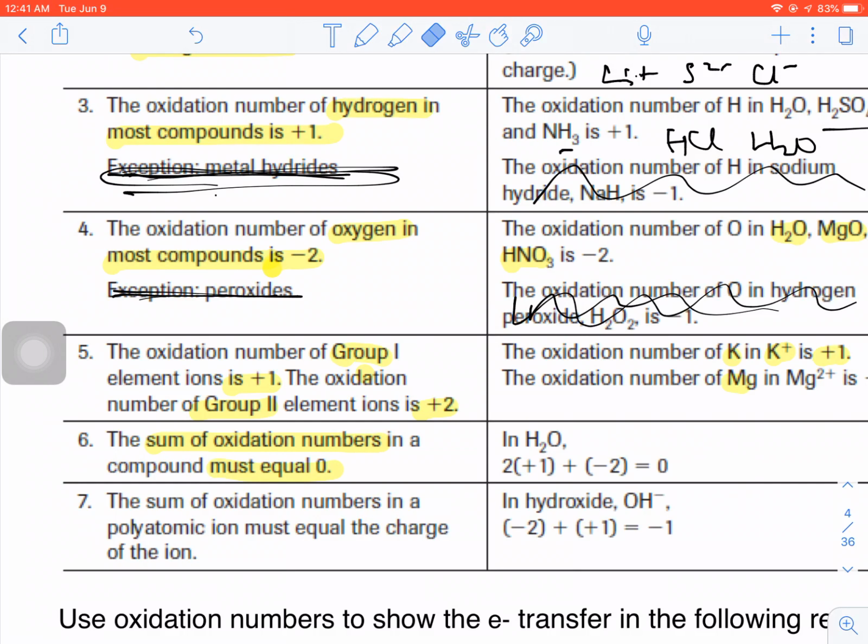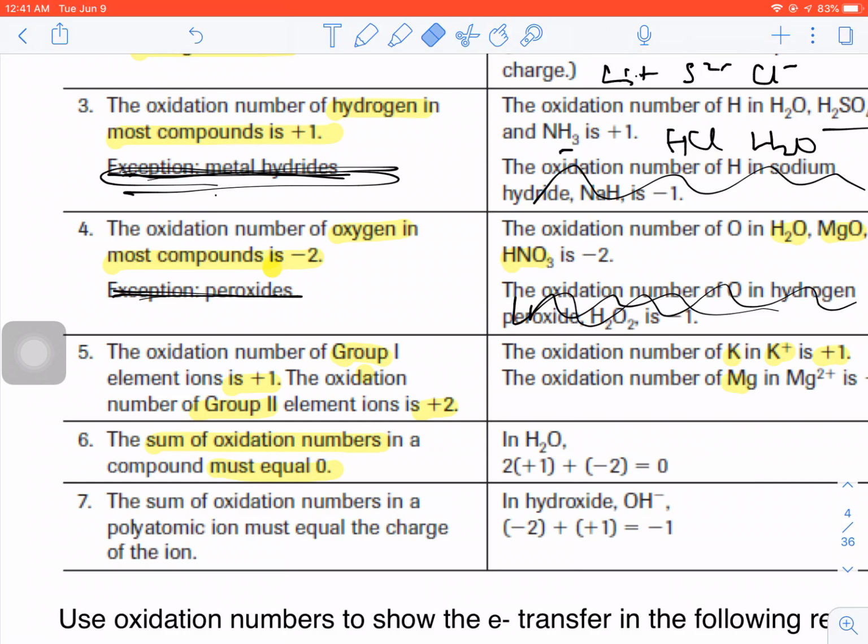Okay, and then the last one says if I have a polyatomic ion like hydroxide or nitrate or sulfate or chlorate or carbonate, the sum of the oxidation numbers will actually add up to the charge of the polyatomic ion. So if I have a hydroxide there, I see 1 oxygen and 1 hydrogen.